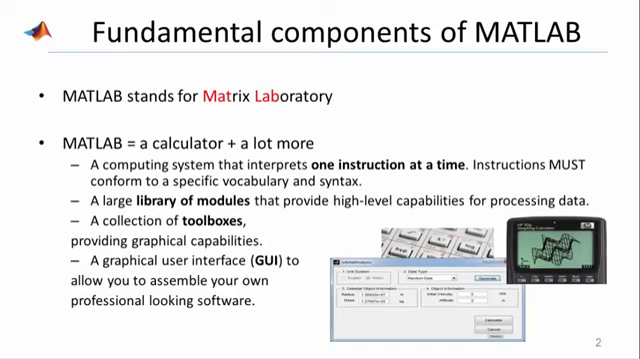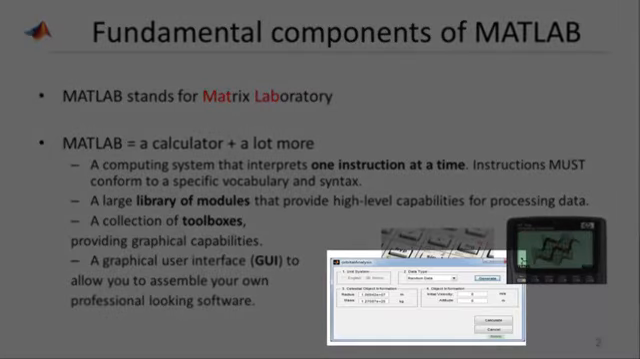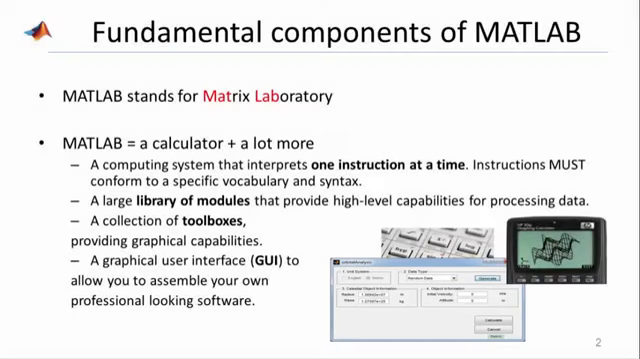Now, something that your calculator did not do is the possibility to create your own software with a graphical user interface. Drop-down menus, buttons, fields to enter. This is not something a basic calculator would allow us to do. However, MATLAB gives us that capability. So as you can see, MATLAB is a very, very powerful calculator.